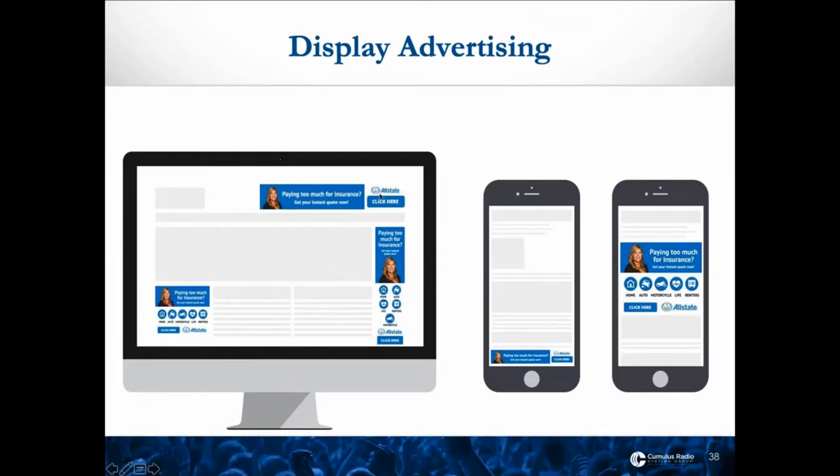Display advertising is every time you see these little banner ads, whether you're on your desktop or your mobile device. One thing to keep in mind is that every time you see one of these ads, you've just been served what we call in the industry an impression. The way we serve a display campaign is that we sell impressions, and then we deliver those impressions for you. And we actually sell them by the thousands.